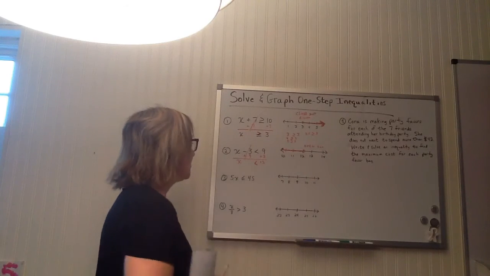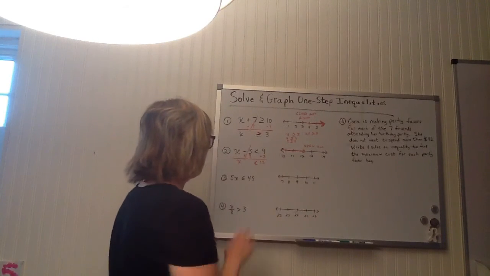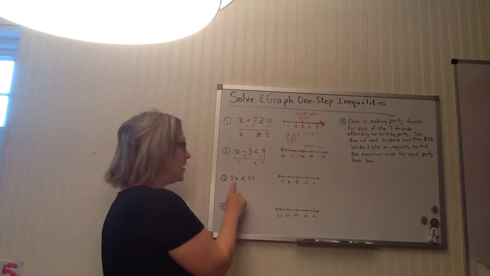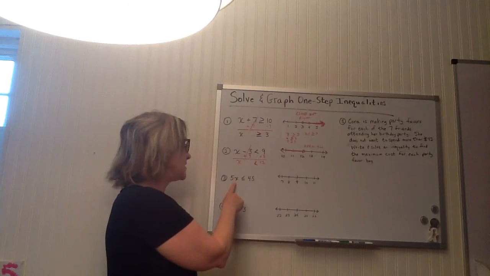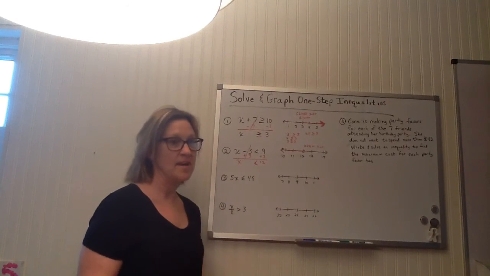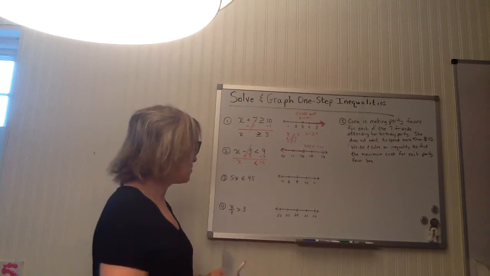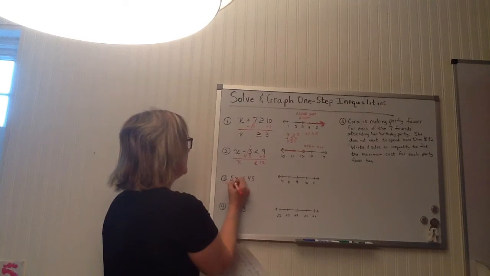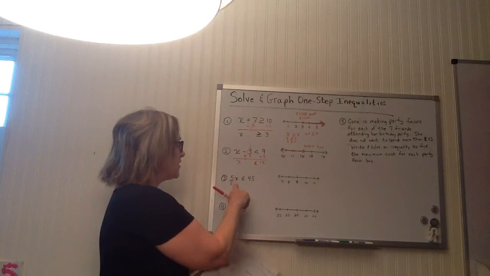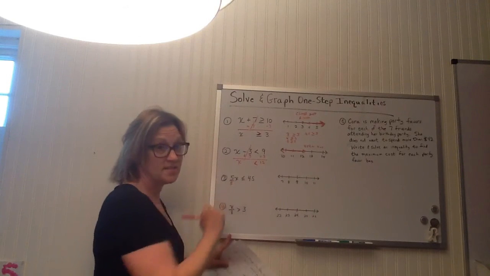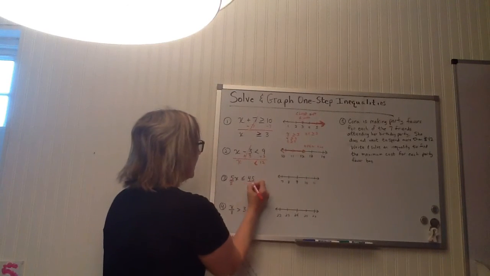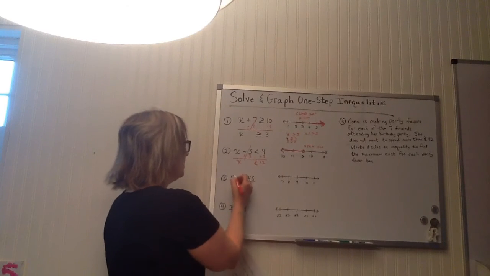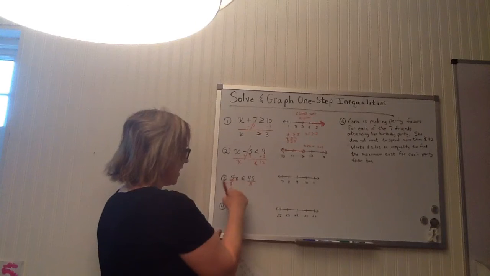All right, so the next inequality is 5x is less than or equal to 45. We have to remember what this operation means. 5x means 5 times some unknown number. The opposite of multiplying by 5 is dividing by 5. And remember that this fraction bar also is a division bar. So I divide by 5 on both sides of the inequality. 5 divided by 5 is 1, so that cancels out.